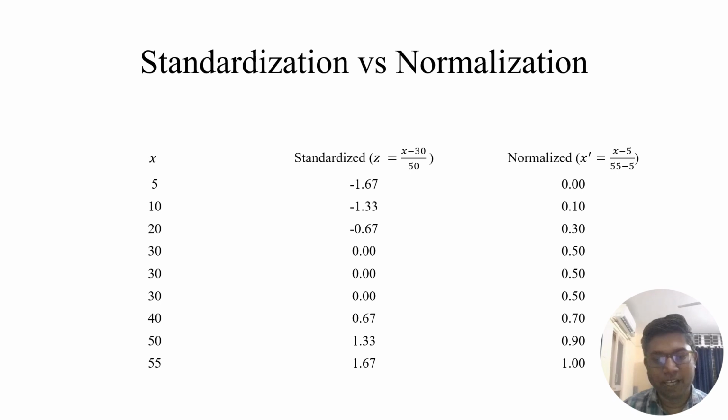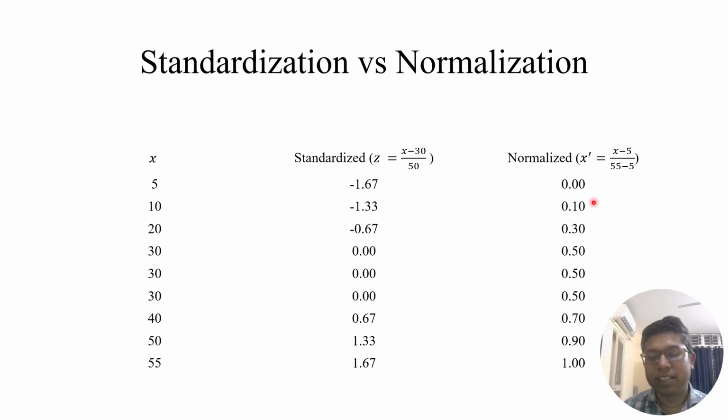So if we have these as my feature values, say 5, 10, 20, 30, and so on. If we do standardization, first we find the mean, and the mean will be 30. So here we see that the mean value is projected to 0, and the standard deviation is unity or 1. Now this is not restricting the values to any range, but it is making sure that the mean is 0 and the standard deviation is unity.